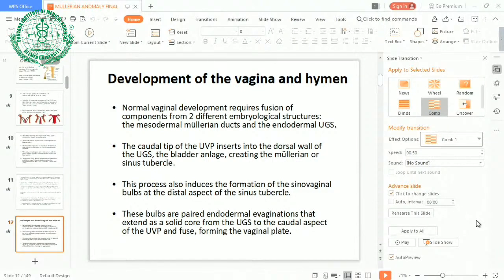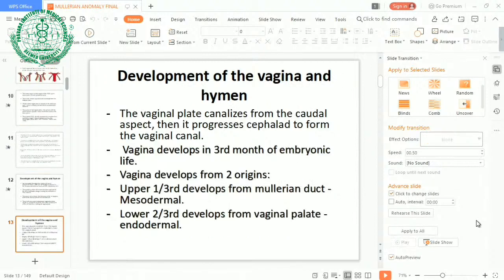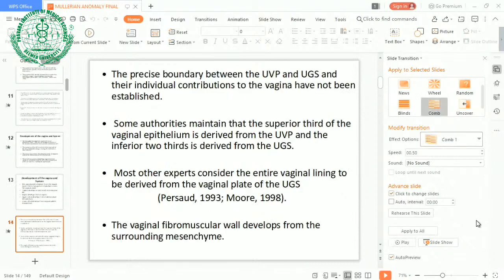These bulbs are paired endodermal invagination that extend as a solid core from UGS to the caudal aspect of UVP and fuse, forming the vaginal plate. The vaginal plate canalizes from the caudal aspect, then it progresses cranially to form the vaginal canal. The vagina develops in third month of embryonic life. The vagina develops from two regions, that is upper third from the Mullerian duct and lower third from the vaginal plate. The precise boundaries between UVP and UGS and their individual contributions to the vagina have not been established.